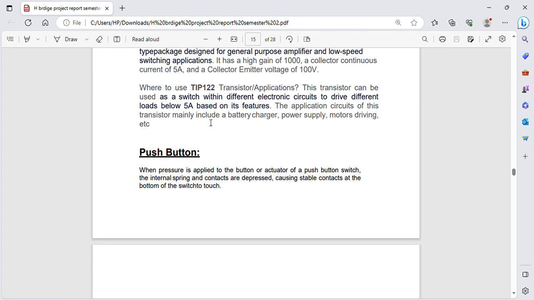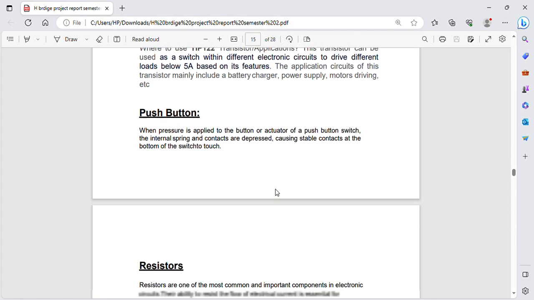And the next thing is the push button. When pressure is applied to the push button actuator, the internal spring and contacts are depressed, causing stable contacts on the bottom of the switch.